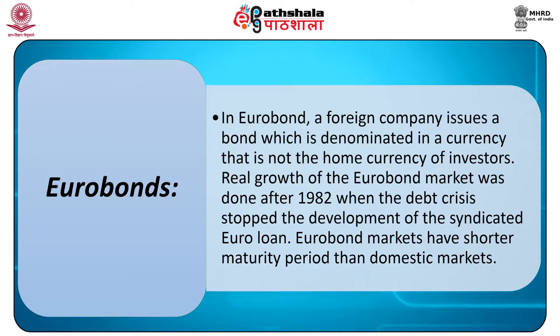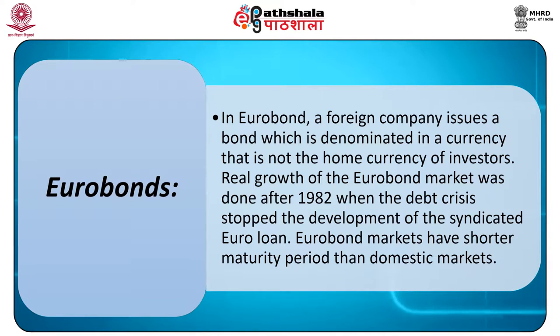However, real growth of the Eurobond market came after 1982, when the debt crisis stopped the development of the syndicated Euro loan. Eurobond markets have a shorter maturity period than domestic markets. Eurobond issues usually have a maturity of less than or equal to 5 years. This tendency was reinforced with the development of Euro notes and Euro MTNs in the 1980s.